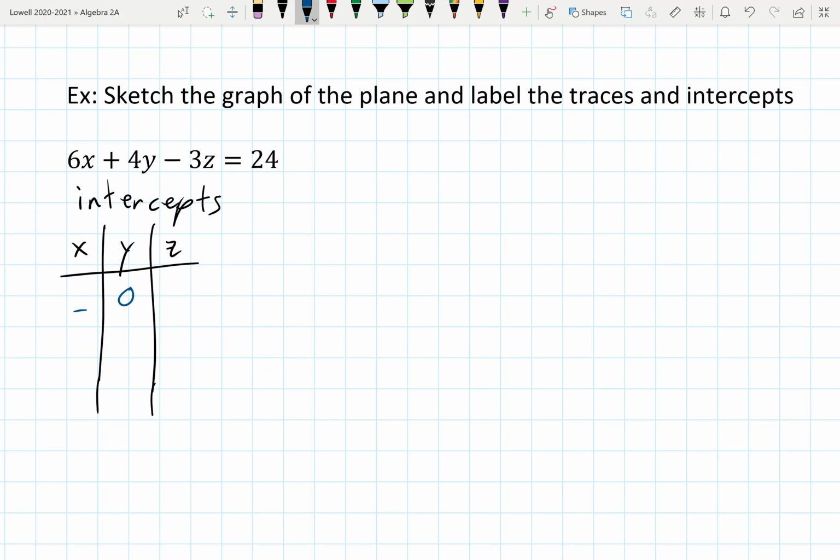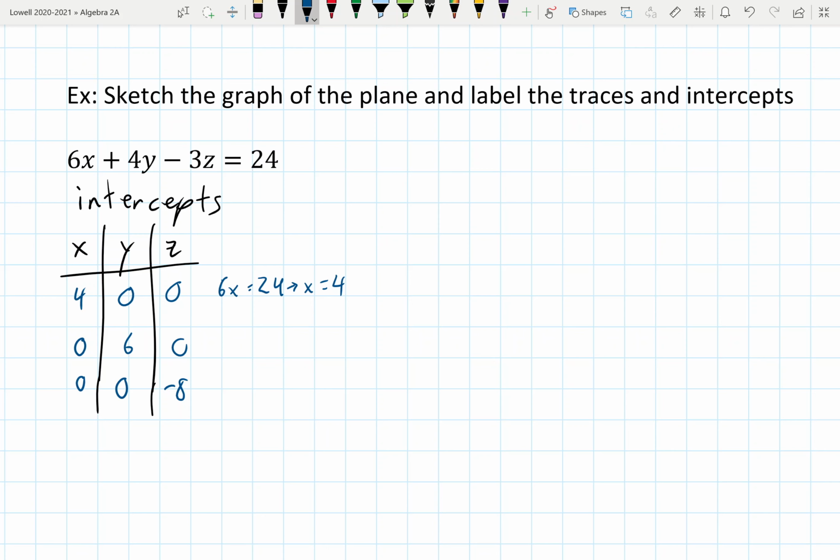Okay, so to find the intercepts, remember, just like how on a two-dimensional graph, to find the x-intercept, you just set the y value equal to 0. Now, you just have to also set the z value equal to 0. If that's the case, then you're going to have 6x equals 24, which tells us that our x-intercept is at 4. Now, I'm going to kind of fast forward this, but check my work with yours, and we should have a y-intercept of 6 and a z-intercept of negative 8.